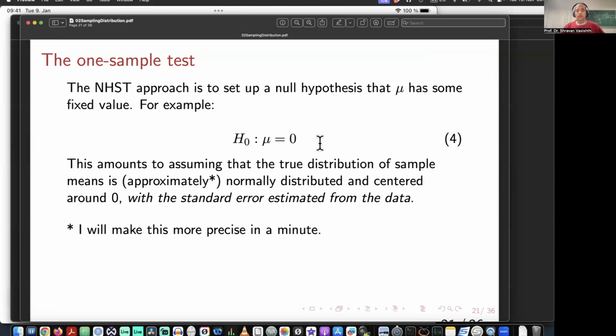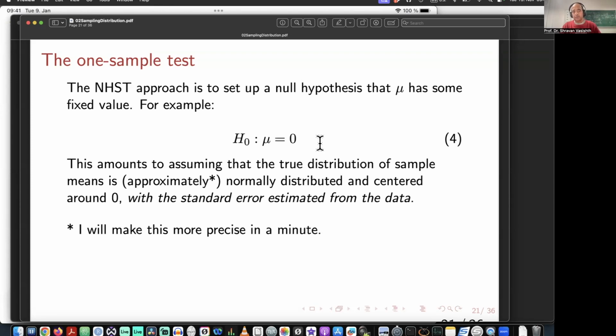of mu is some particular value. And now, based on our data, we're going to check whether we can find evidence whether the true mu, whether our null hypothesis is true or not, right? That's what we are trying to figure out.